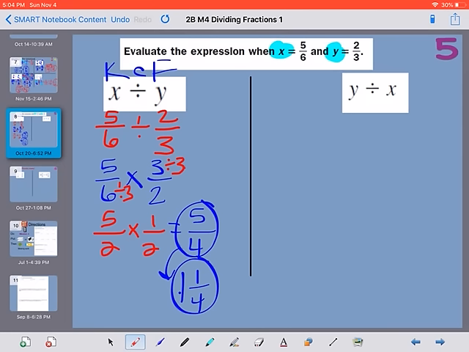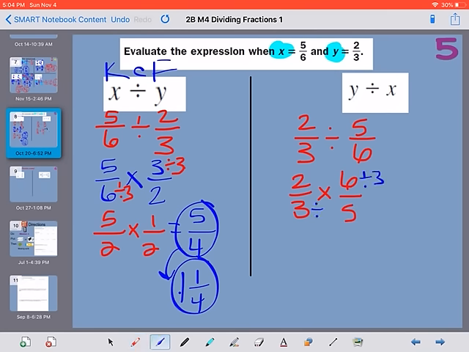Now we're going to do the same thing, but y first. Y is 2/3 divided by 5/6. So keep, change, flip, 2/3. Now we're multiplying by 6/5. Again, I can divide both of these by 3. So we have 2/1 times 2/5. So multiplying straight across, we get 4/5.